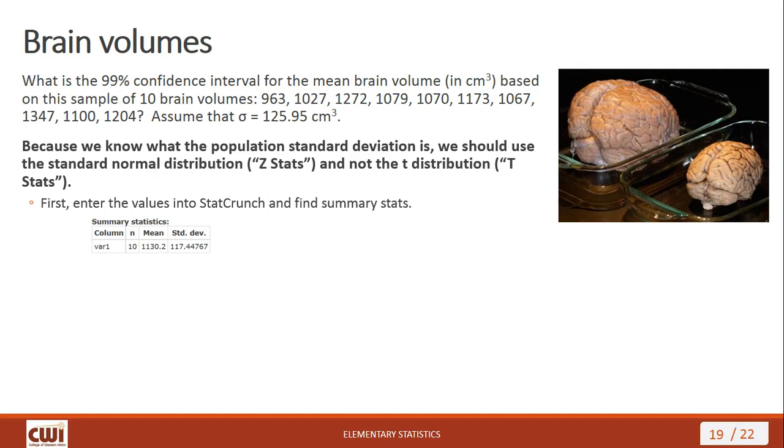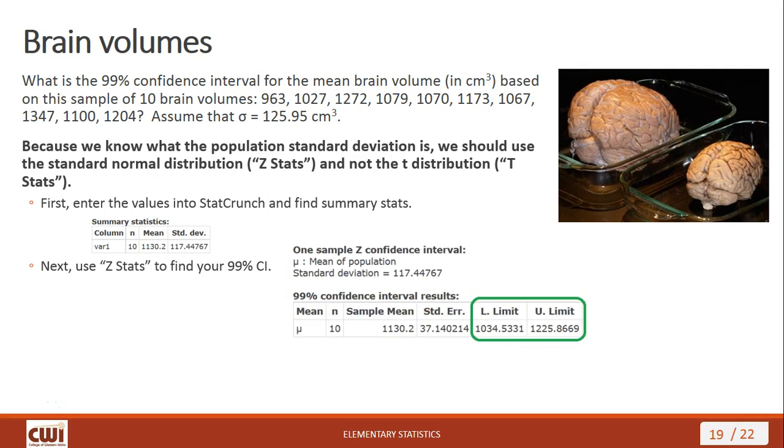If I do the summary stats and then put the summary stats in, I'm going to get pretty much the same answer. So here's my summary stats. Now I'm going to use the Z-stat option in StatCrunch to find my 99% confidence limit. And here's what I get when I do that. So here's my lower limit, here's my upper limit. There's my 99% confidence interval for the mean brain volume based on those 10 brain volumes in our sample.